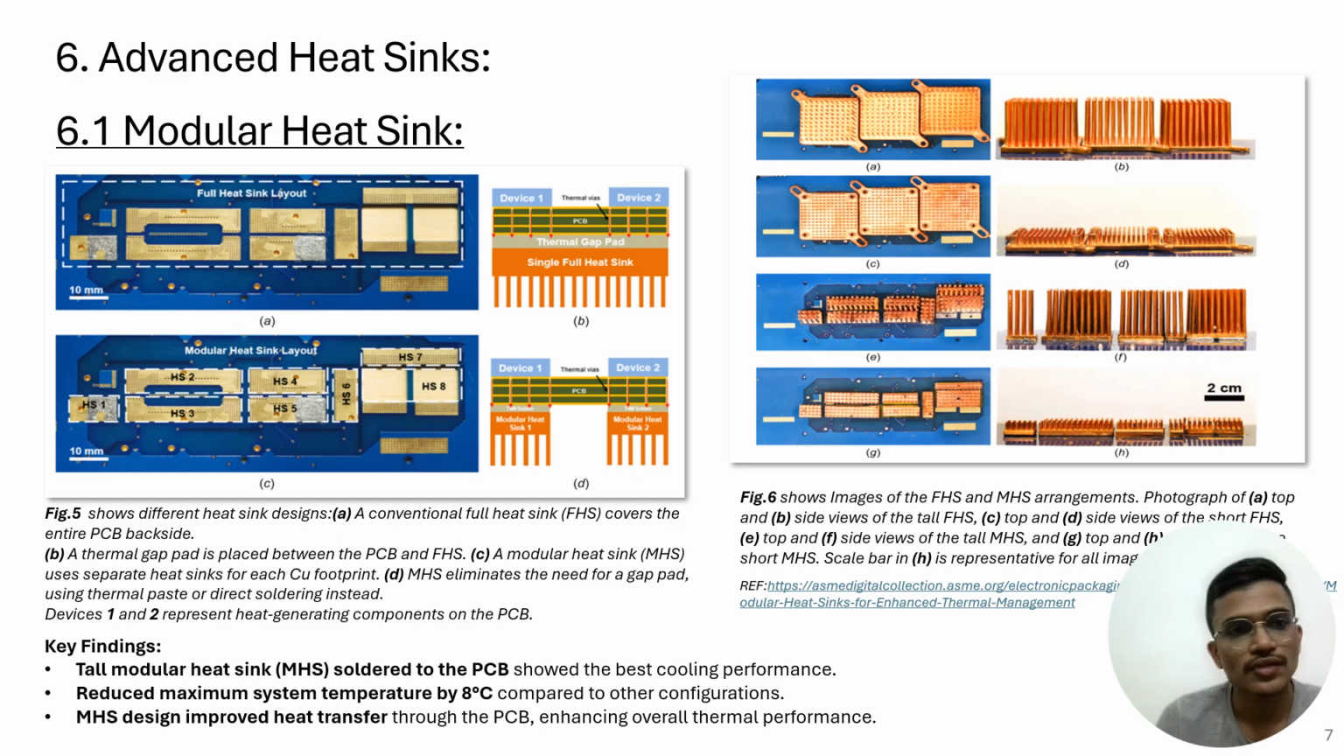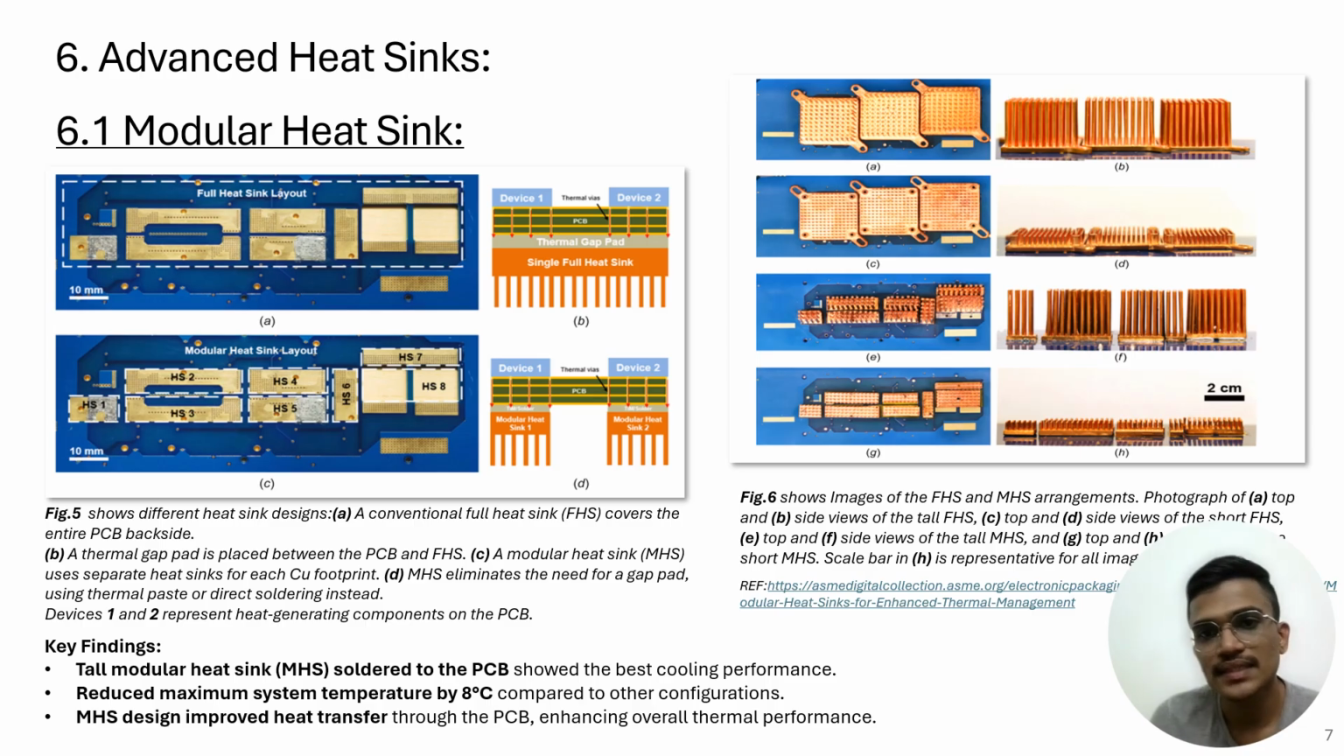So in FHS, what happens is we take all the components in a particular layout, but in modular heatsink, we take individual components in that particular layout, and we have different kinds of heat sinks that are shown in figure number 6. Like there are short and long, tall kind of fins that we use here. So what the study shows in key findings is that the tall modular heatsink shows the best cooling performance among all of these types.